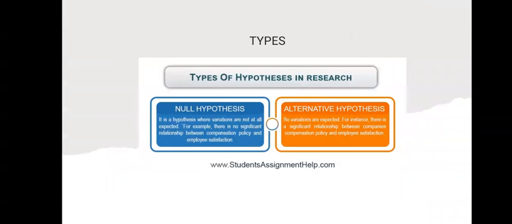There are two types of hypotheses in research, a null hypothesis and an alternate hypothesis. Null hypothesis: it is a hypothesis where variations are not at all expected. For example, there is no significant relationship between compensation policy and employee satisfaction. Alternate hypothesis: variations are expected. For instance, there is a significant relationship between a company's compensation policies and employee satisfaction.